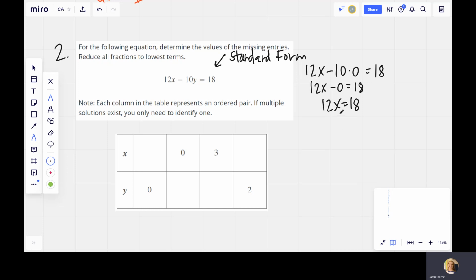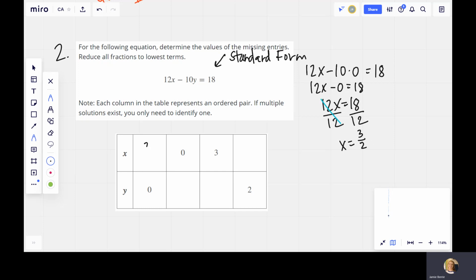All right, so now we're just getting x by itself. So go ahead and divide both sides by 12. The 12s cancel on the left-hand side. All right, and we're left with x equals 18 over 12. So let's see. What goes into both those? 6 goes into both of those. So that would be 3 over 2.